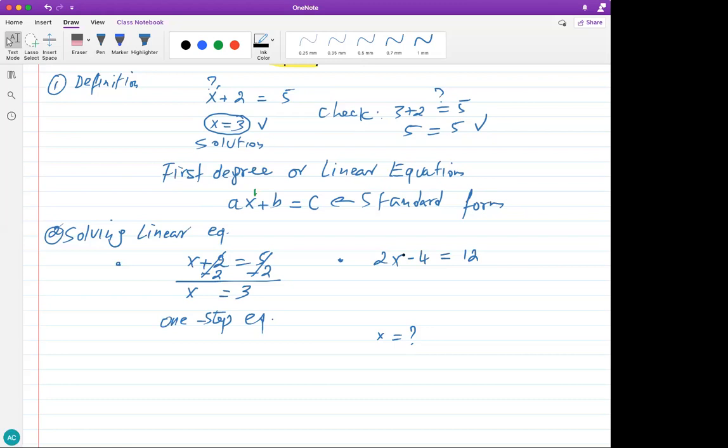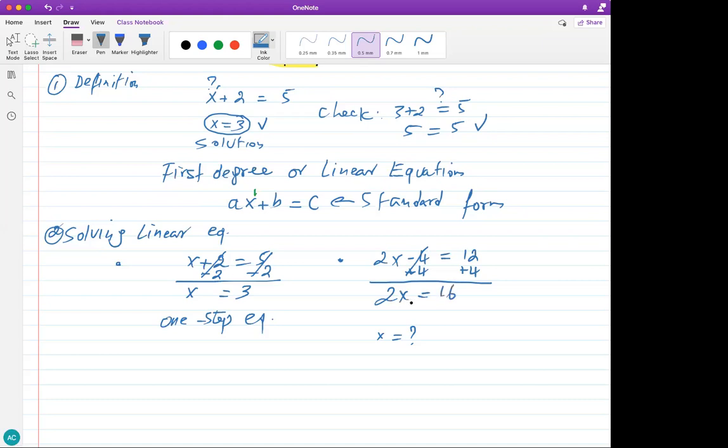Anybody? What do we need? +4. That's right. So we need the opposite of -4, which is positive 4, and also do the same thing on the other side. If you add 4 here, you've got to add 4 there, because this is like a balance or a scale. You want to keep it balanced and equal. Cancel that.